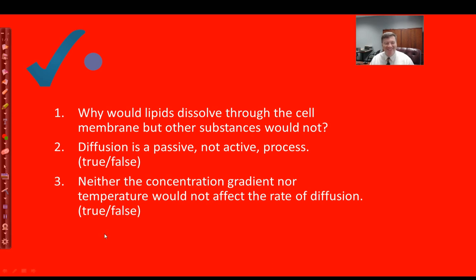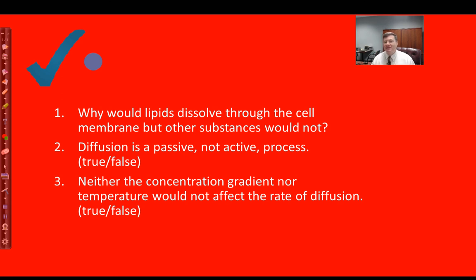And we're back. If you didn't pause, go back and do it. But the answer is here: why would lipids diffuse through the cell membrane but other substances cannot? Rather, that's because lipid-soluble things can dissolve in lipids, other particles cannot. Diffusion is a passive, not active process. That means it's true. It does not require any energy.